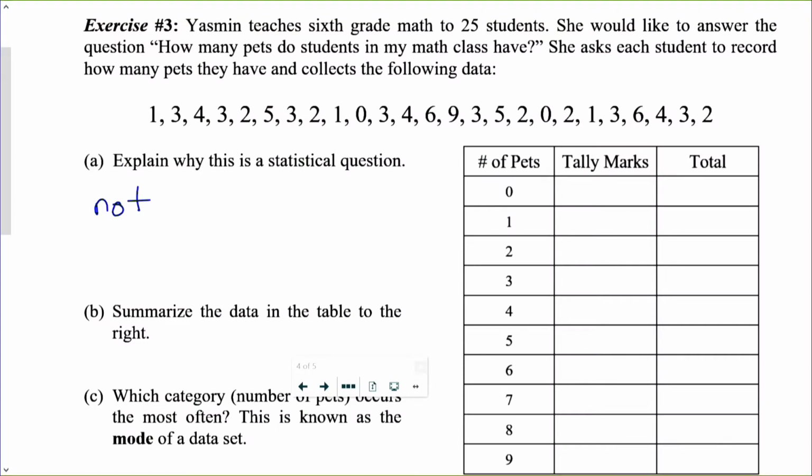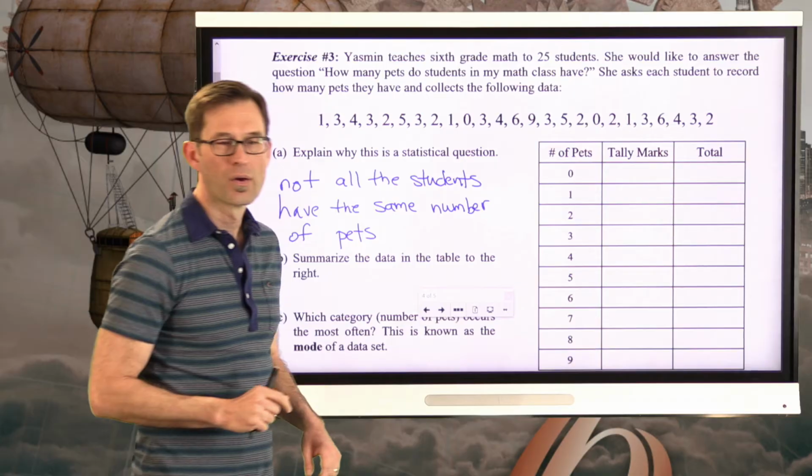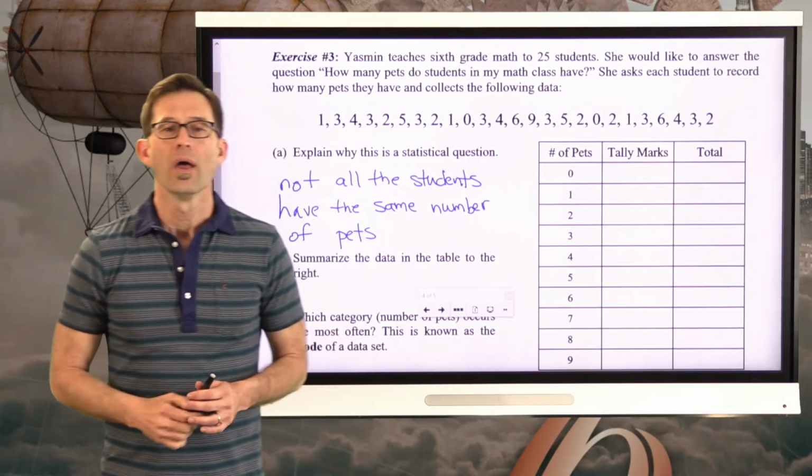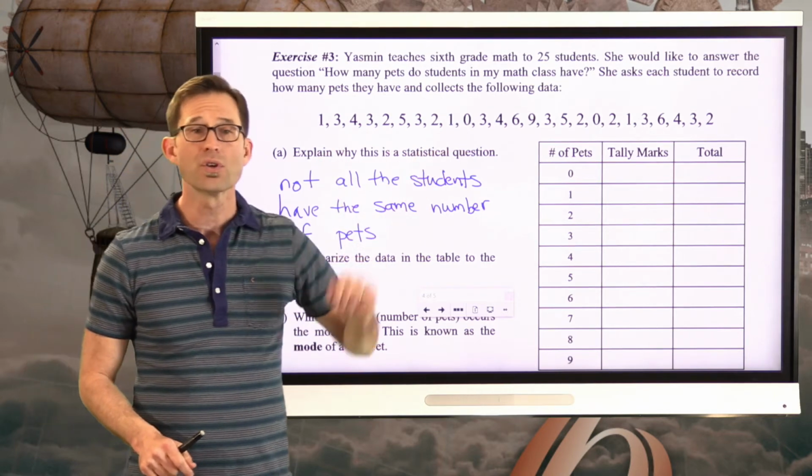not all the students have the same number of pets. Right, and that's important, because it's not so much about there being more than one student, right?